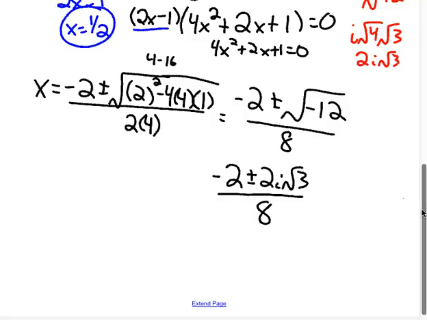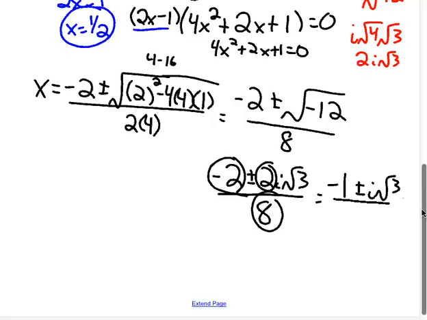So looking at this, I can take one last step in simplifying it. So I see negative 2, 2, and 8 are all divisible by 2. So I actually get negative 1 plus or minus i square roots of 3 over 4. I can reduce that all the way down to this. Again, another chapter 4 skill that we worked on. And that's how I get my 3 solutions. This 1/2 up here, and then these 2 down here.